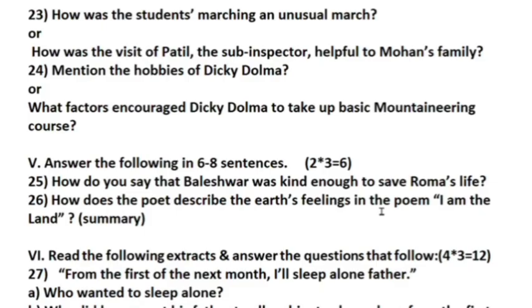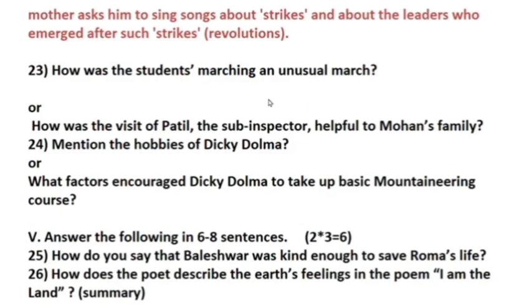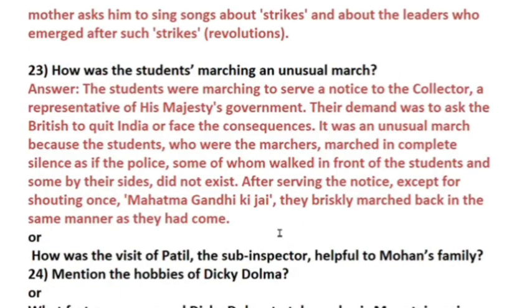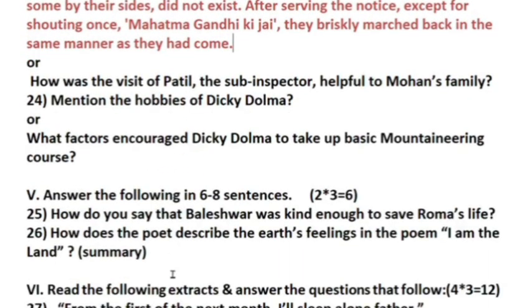Question number 23. How was the students' march an unusual march? Answer: The students were marching to serve a notice to the collector, a representative of His Majesty's government. The demand was to ask the British to quit India or face the consequences. It was an unusual march because the students marched in complete silence, as if the police, some of whom walked in front of the students and some at their sides, did not exist. After serving the notice, except for shouting once, "Mahatma Gandhi ki jai," they briskly marched back in the same manner as they had come.